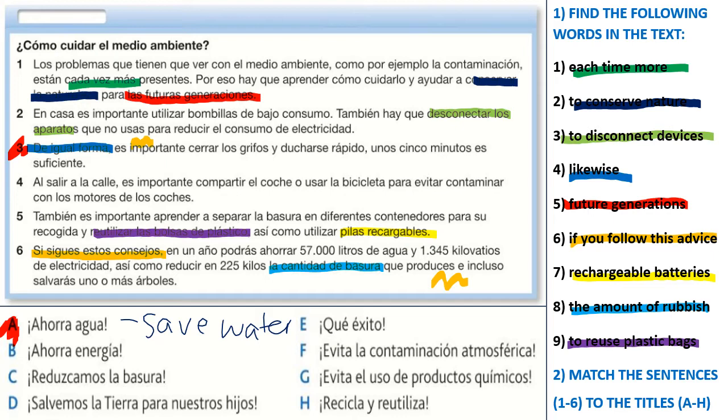Okay, the next one, ahorra. Again, we can see the word ahorra, so save. Energía, nice and easy, save energy. You're going to do the same thing. You've got 30 seconds, glance through, you're going to be looking for words in the same family linking to energy. So you might be talking about electricity or devices or light bulbs. It's 30 seconds, see if you can work that out.